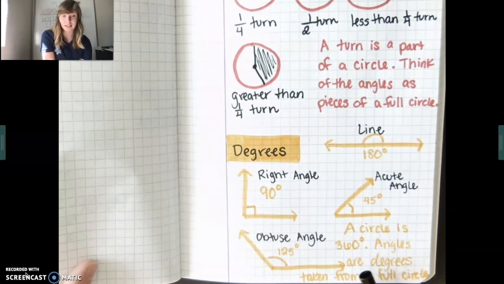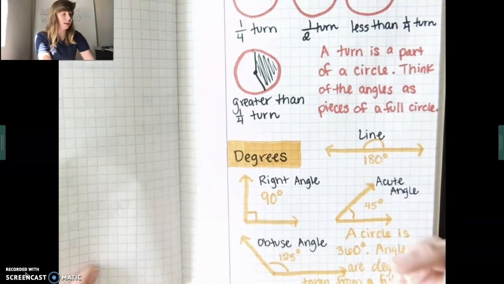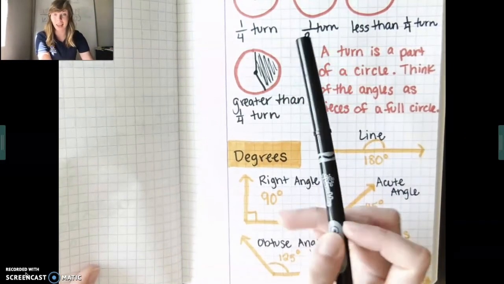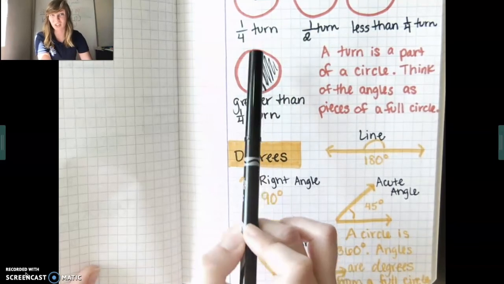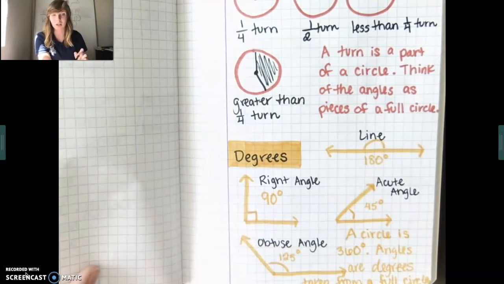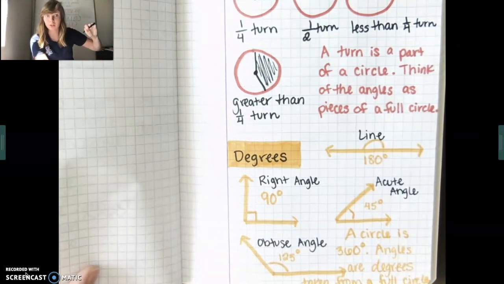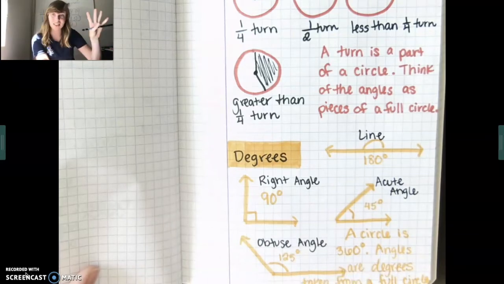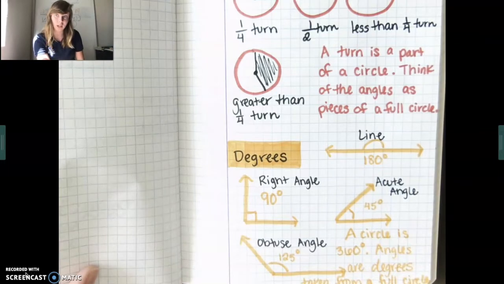All right. Remember, a circle is 360 degrees. Angles are degrees taken from a full circle. So really, when we think about that, it's just like turns. Angles are just parts of a circle. They're just turns in a circle because you're turning it to make an angle. Degrees are taken from a circle as well. 360 degrees is one full circle. So 90 degrees is just taking 90 degrees out of that circle. That's where the degrees come from, is the circle.